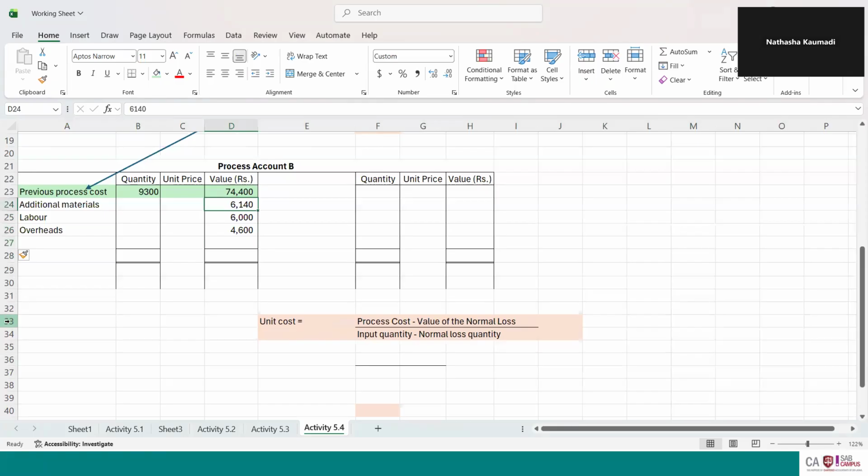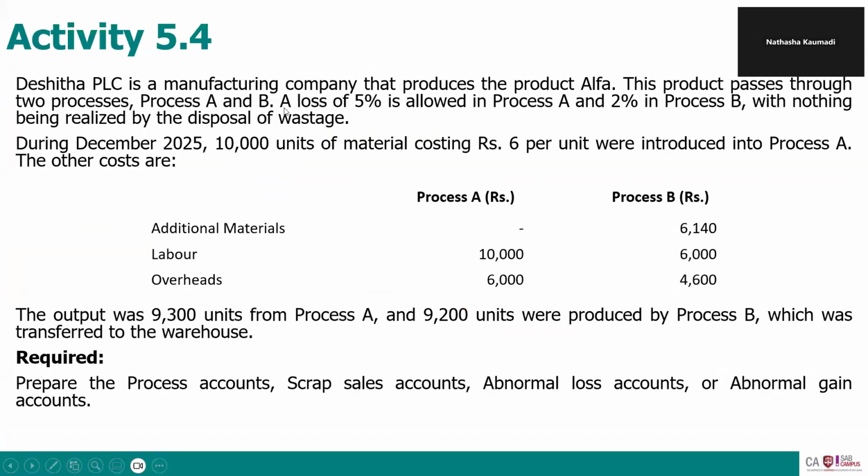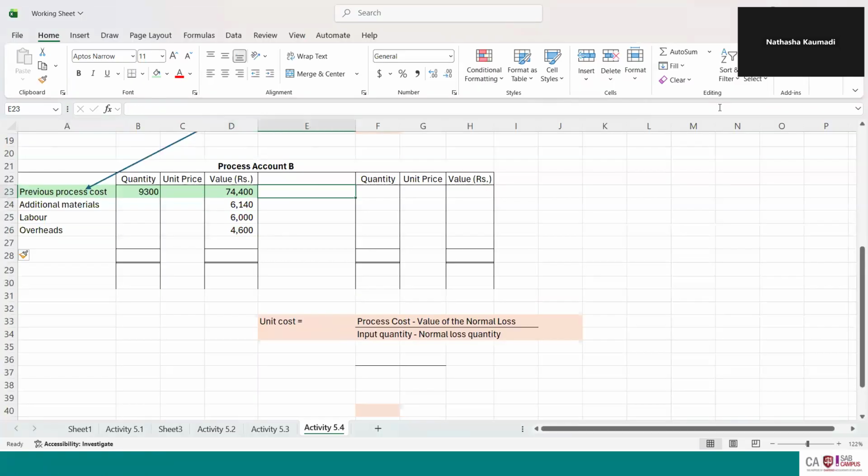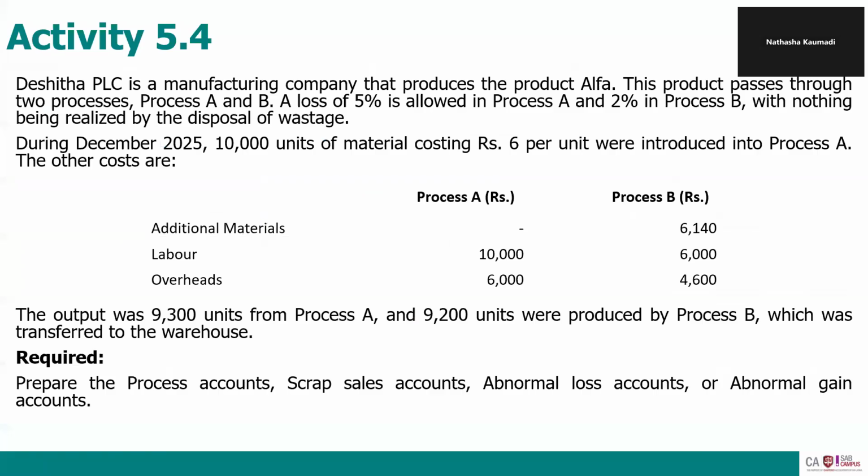Right. And then what? Do you have normal losses? Of course. A loss of, remember, 2% in process B. So I'm writing normal losses. Input is 9,300. This is what you have started processing. From that, 2%, 186. Do you have decimals there? No, you don't have. 186. Do you have any indication of scrap sales? No. In that case, you can easily write the value as 0. No value.